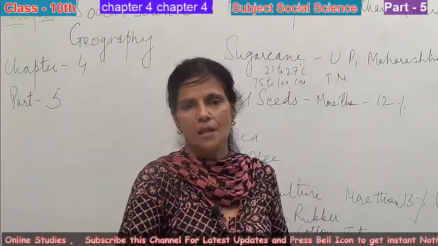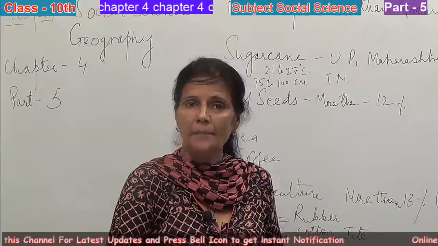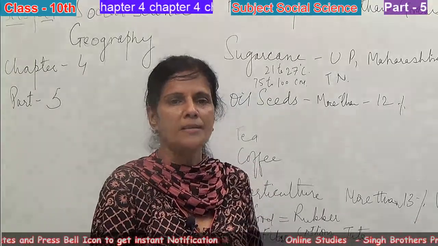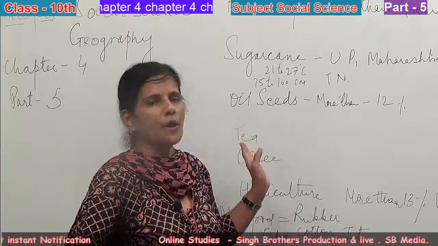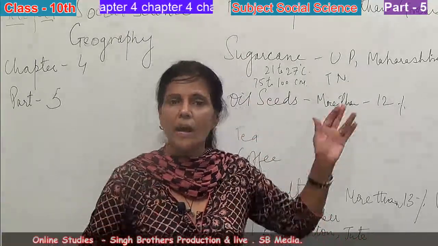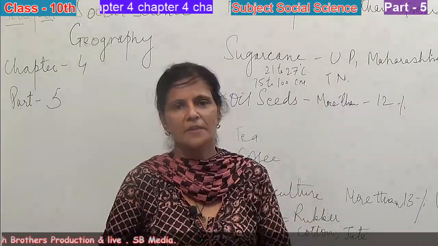Some of the pulses are grown as rabi crops, like peas and gram, and some of the pulses are grown in kharif. The rest of the pulses are grown as kharif. Today we are focusing on the food crops other than grains. Means they are part of our food, but they are not grains.